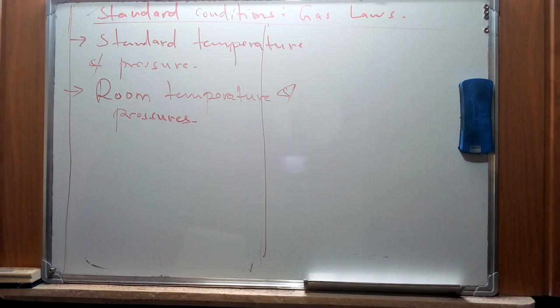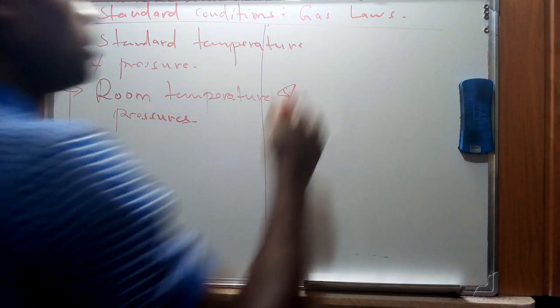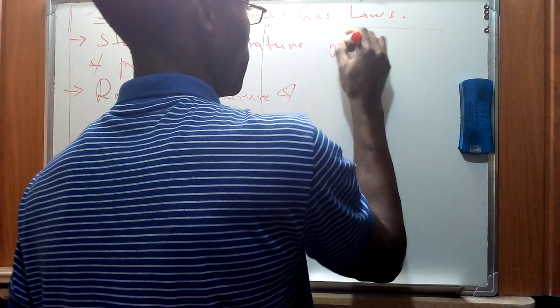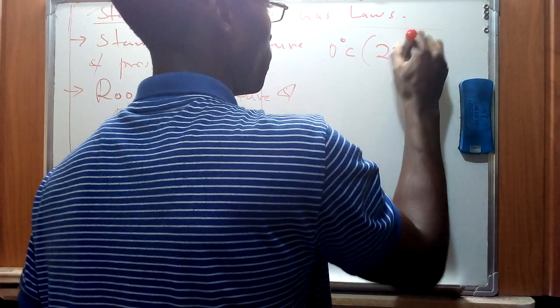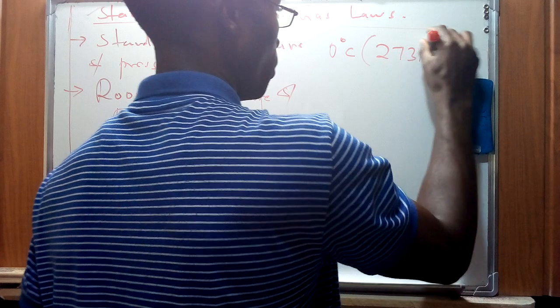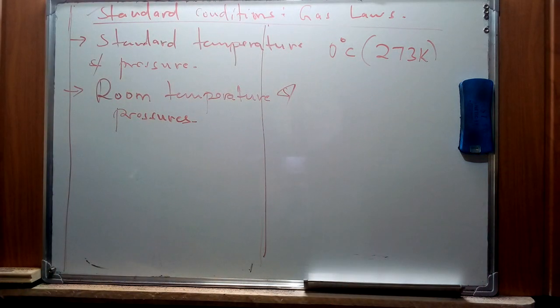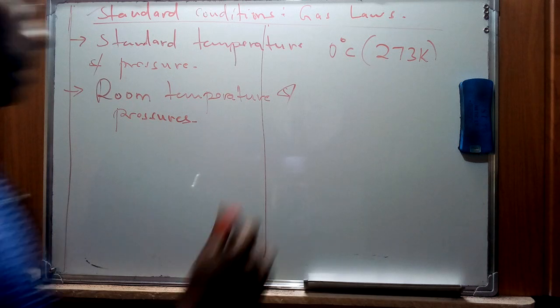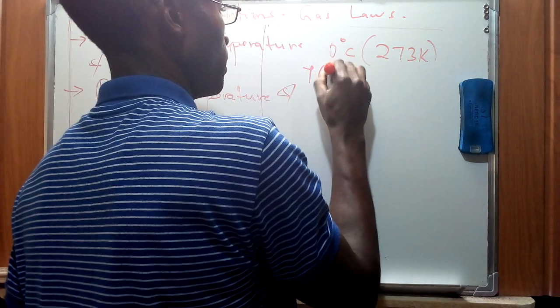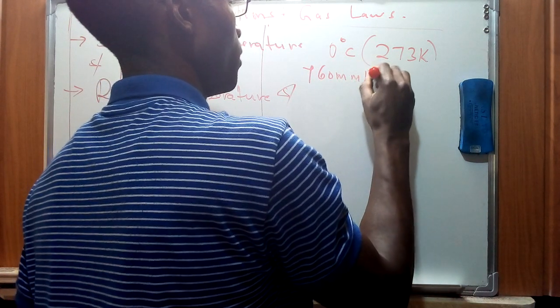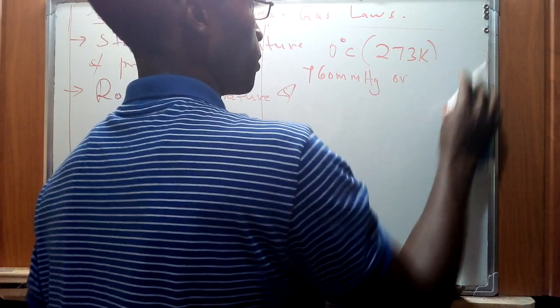So the standard temperature and pressure is given as, for temperature, 0 degrees centigrade, which is equivalent to 273 kelvins. That is for temperature. And the pressure is going to be 760 millimeters of mercury, or 1 atmosphere.